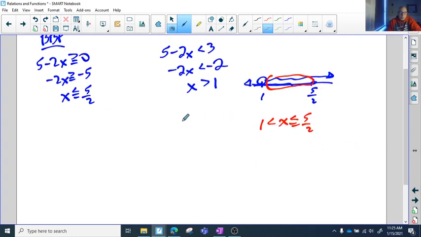Or some people even like to wait till the very end and just piece it all together on one number line. I'm not sure I'd suggest that. That's kind of a lot to try and keep track of at once, but if you're comfortable with that, I'm fine with that too. Ultimately, we're looking for the correct final solution.